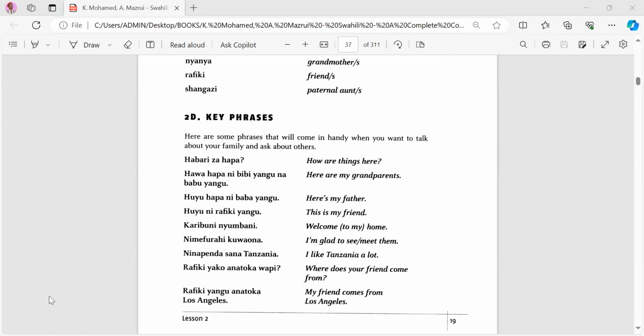Then you say "hapa", "huko". So we'll also be able to understand the positions when you're saying here, there, like that. So these are positioning words. Is that okay? Okay. Yeah, thank you.